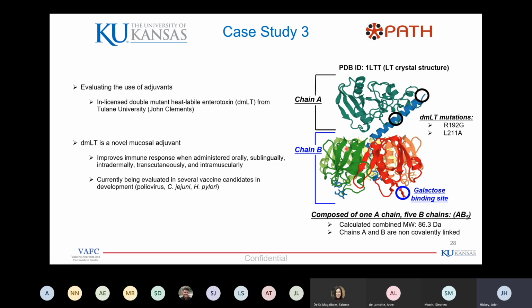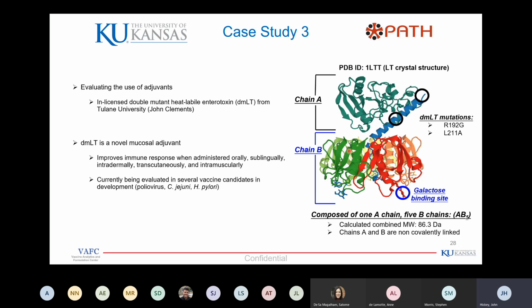On the right, I have a crystal structure of LT. DMLT is a double mutant of this molecule. I have the 2 mutation sites here. It's a single A chain, non-covalently linked with a pentameric B chain. So its overall mass is about 86 kilodaltons.